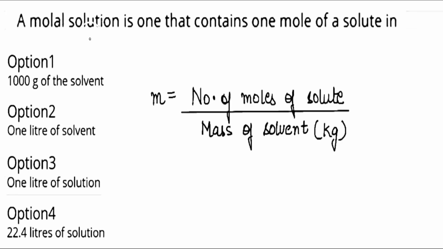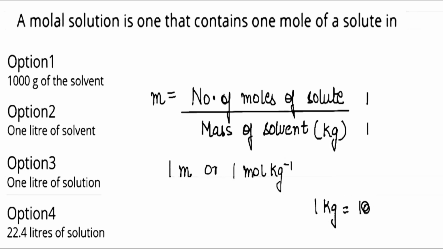So a 1 molar solution means 1 mole per kg. In a 1 molar solution, there will be 1 mole of solute in 1 kg of solvent. So 1 kg is equal to 1000 grams. So a molar solution is one that contains 1 mole of solute in 1000 grams of the solvent. So our correct option will be option 1, 1000 grams of the solvent.